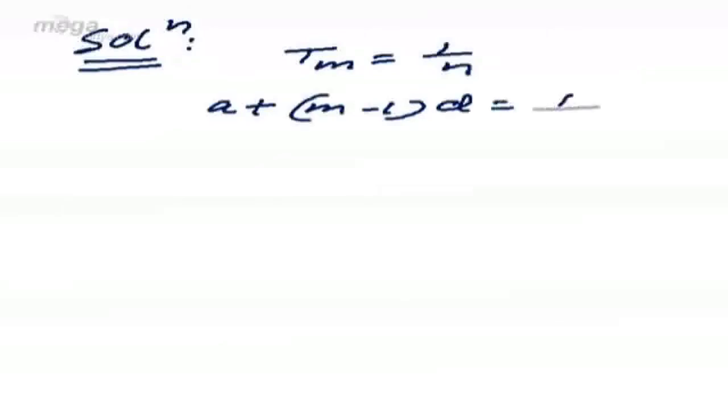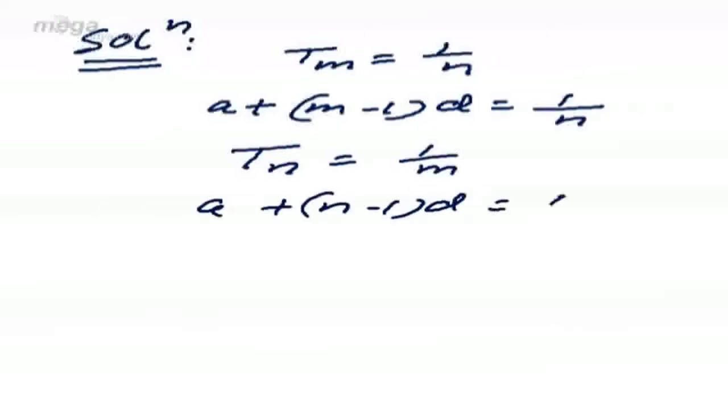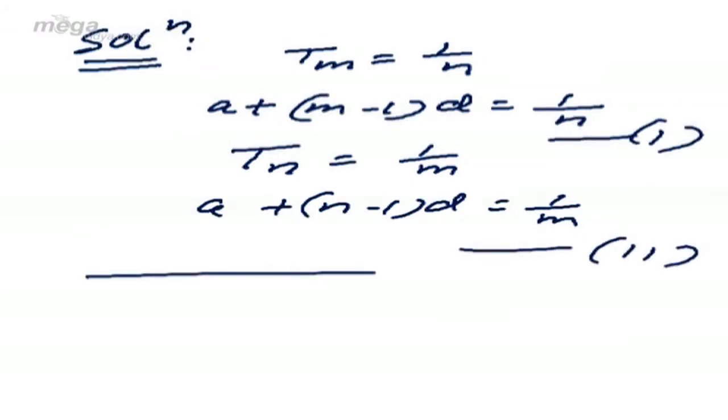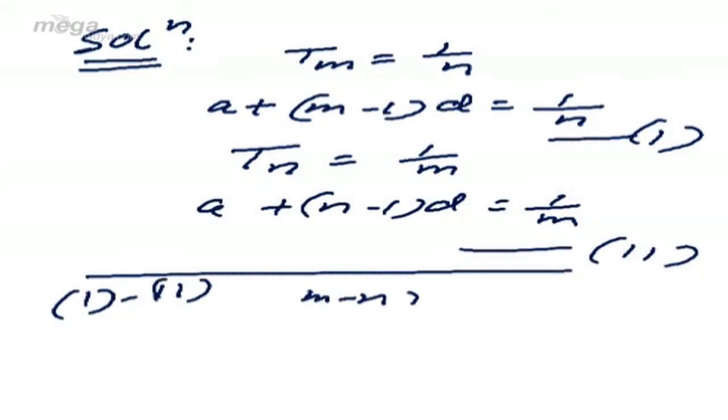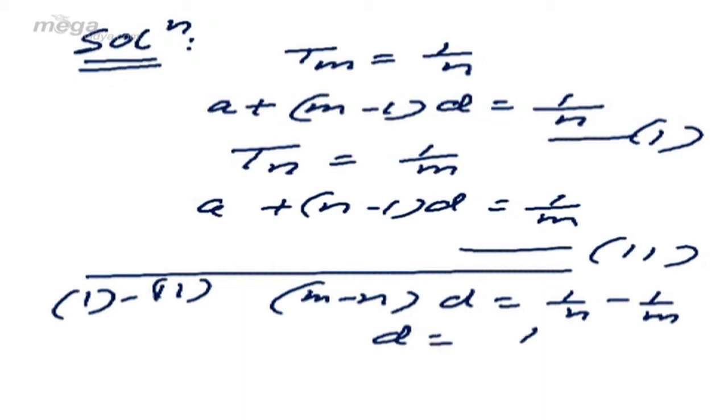Then solution. Mth term, it means Tm, is equal to 1 by n. It is A plus m minus 1 into D, that is 1 by n. Again, the nth term is 1 by m, that is A plus n minus 1 into D is equal to 1 by m. Equation 1, equation 2. Now you subtract this, first minus second, we get m minus n into D is equal to 1 by n minus 1 by m. Therefore, D is equal to 1 by mn.